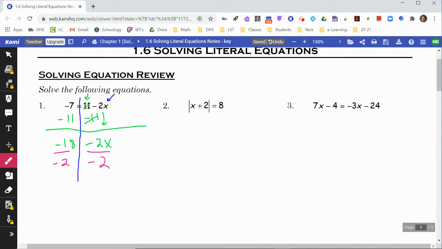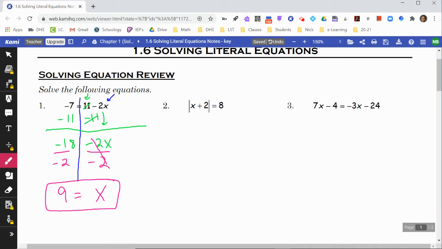So now I'm ready to simplify. On my left side here, I've got -18 divided by -2. Well, that's going to give me a +9. A negative divided by a negative is a positive. And now I'm going to simplify that right side. These -2's cancel out, and I'm left with just that x. So I got my goal, I got x all isolated. x is equal to 9.